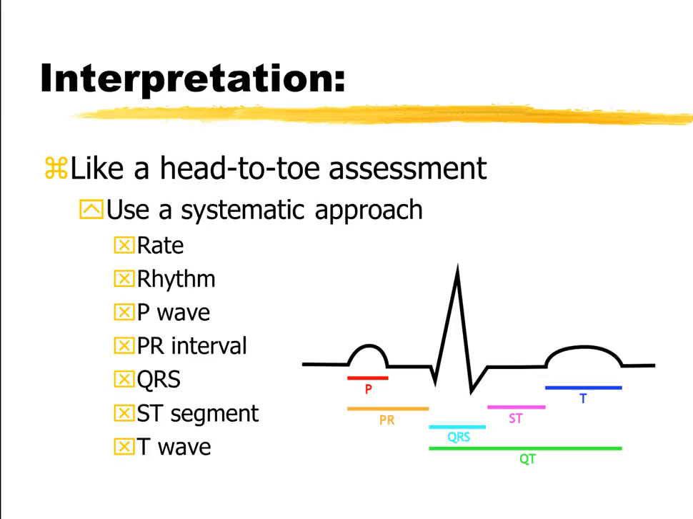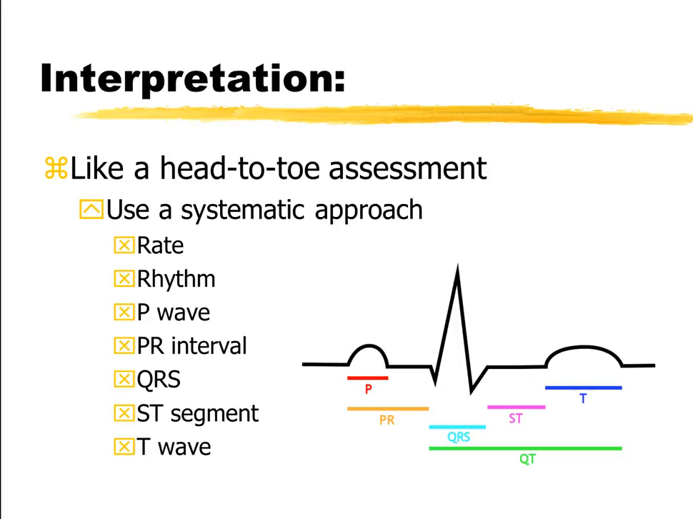The first thing, in the head spot, is the rate. So we'll first need to determine what is the rate of this rhythm, and then what is actually the rhythm of it, meaning is it regular or irregular. Then we'll look at the P wave in its relationship with the QRS complex. Is there a P wave? Is there one for every QRS, etc.? And what is the PR interval? That will help us identify some specific dysrhythmias.